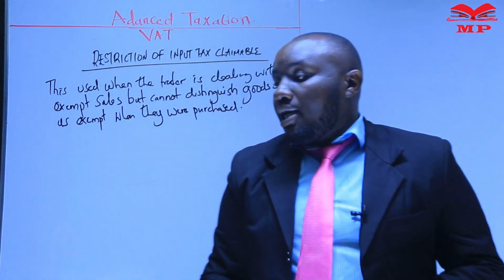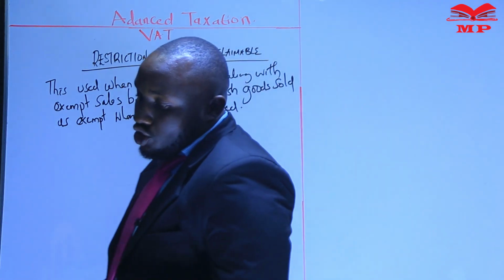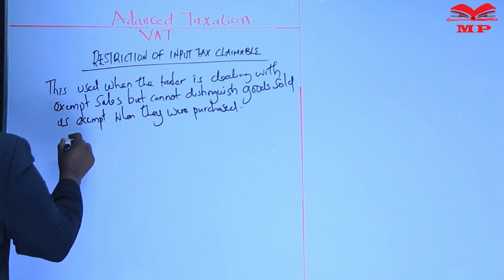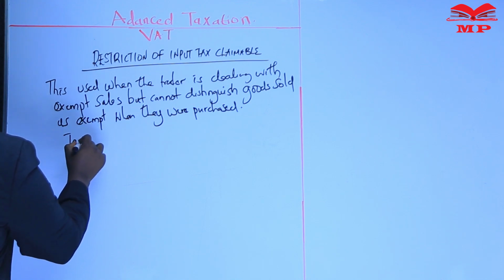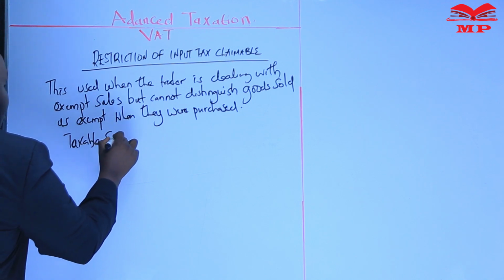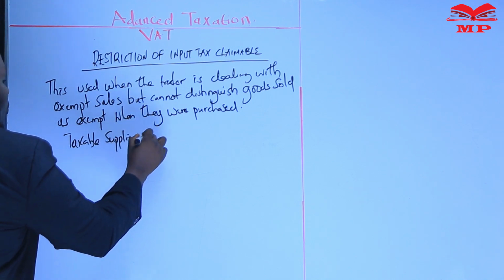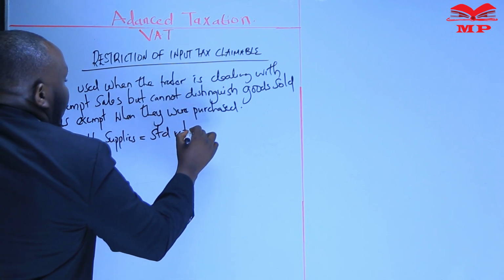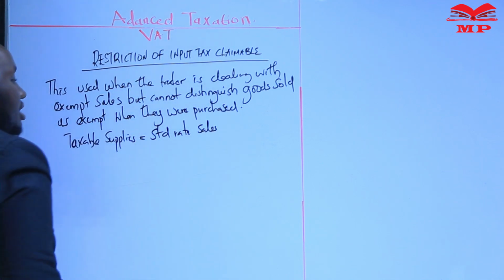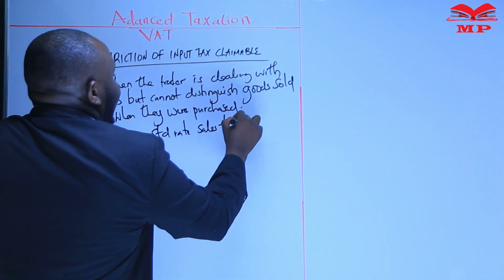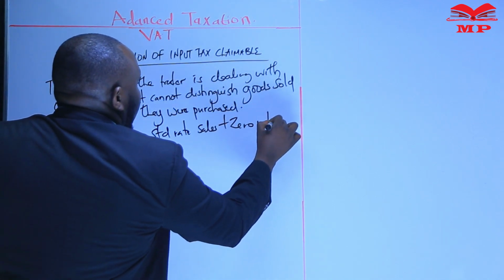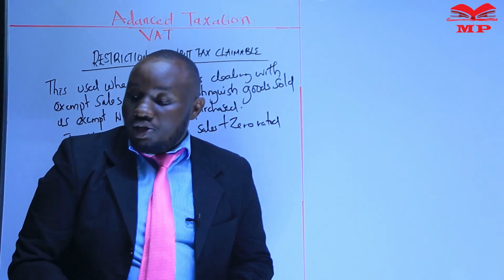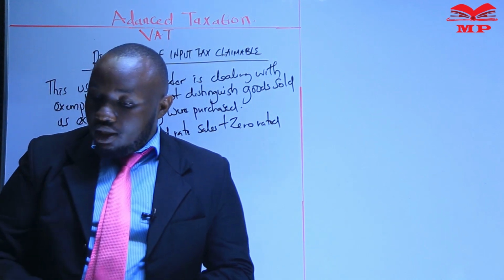So we basically know that the total sales, we say taxable supplies. Taxable supplies in this case will be what we call standard rate sales plus the zero rated sales.